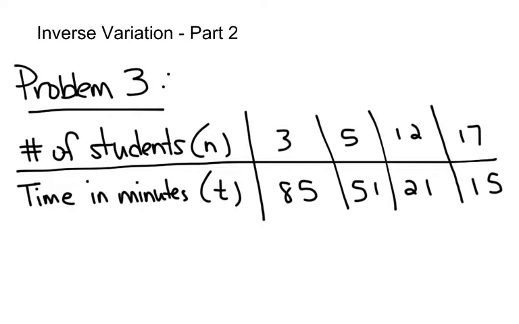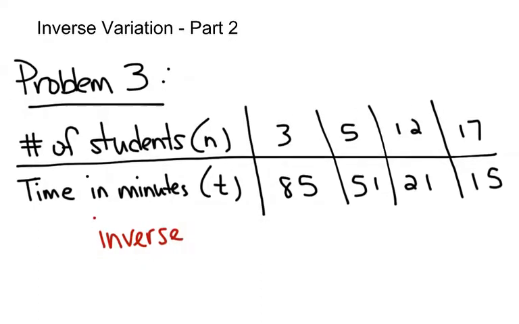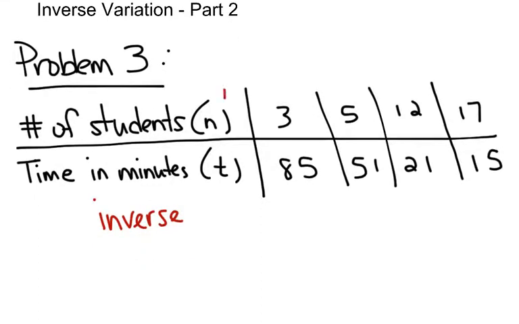So clearly, the more students you have working on the project, the less time it's going to take to do it. So this seems to suggest inverse variation, because anytime one quantity is going up and the other is going down, that would be inverse variation. If you're concerned about whether or not it's inverse variation, plug the top row into list 1, the bottom row into list 2, and do a stat plot.